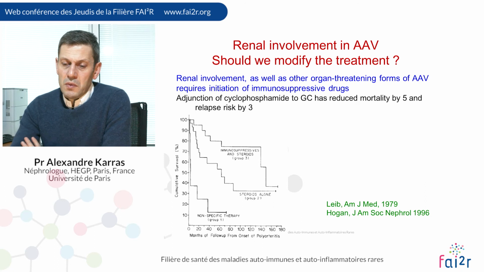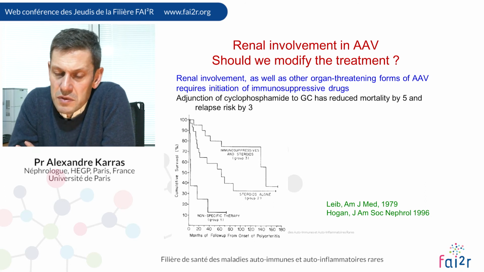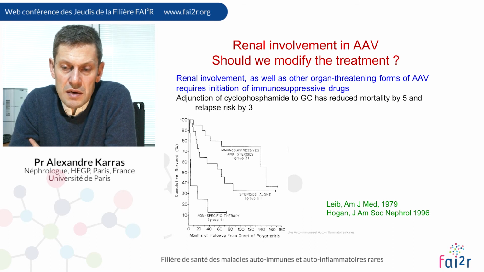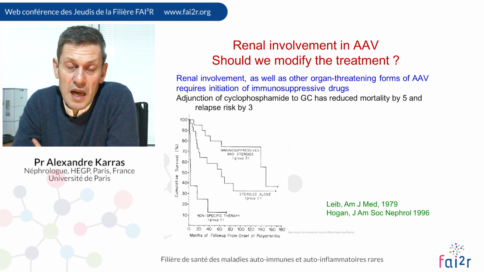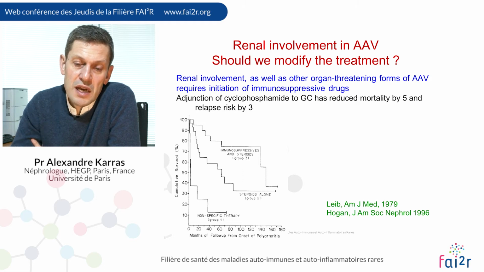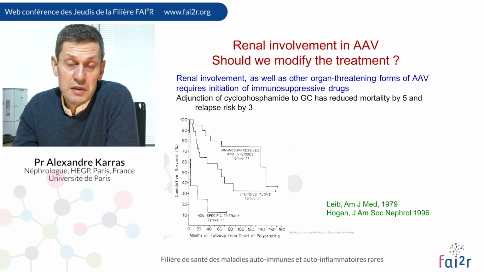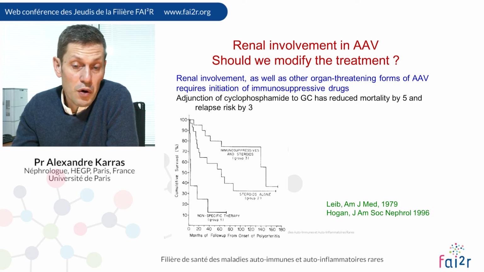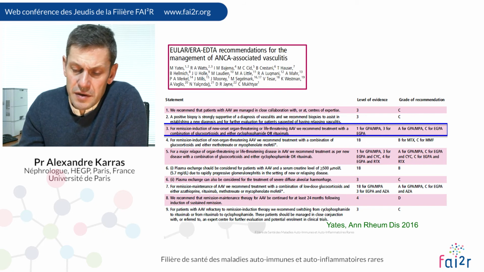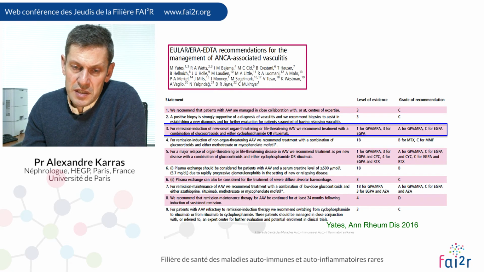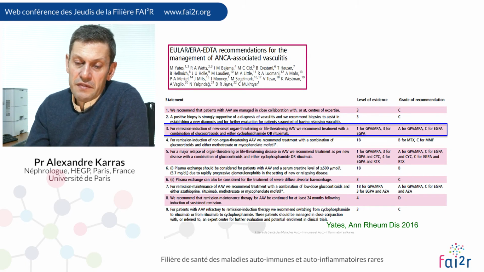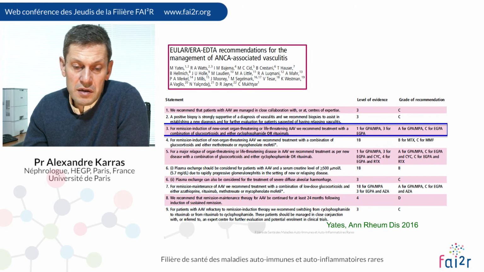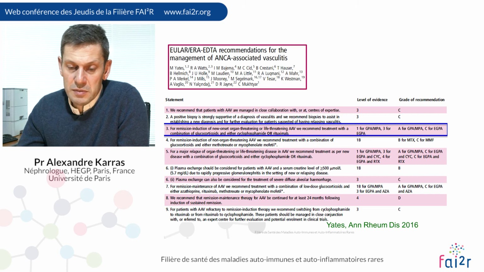So, once we have renal vasculitis, is it important to modify the treatment? Yes, it is. It's sure that when we have a renal involvement as well as other organ-threatening forms of AAV, we have to modify immunosuppression and give immunosuppressive drugs such as cyclophosphamide or rituximab. In the last FAI²R and EDTA recommendation, you can see that patients with organ-threatening AAV have to get corticoids and cyclophosphamide or rituximab.